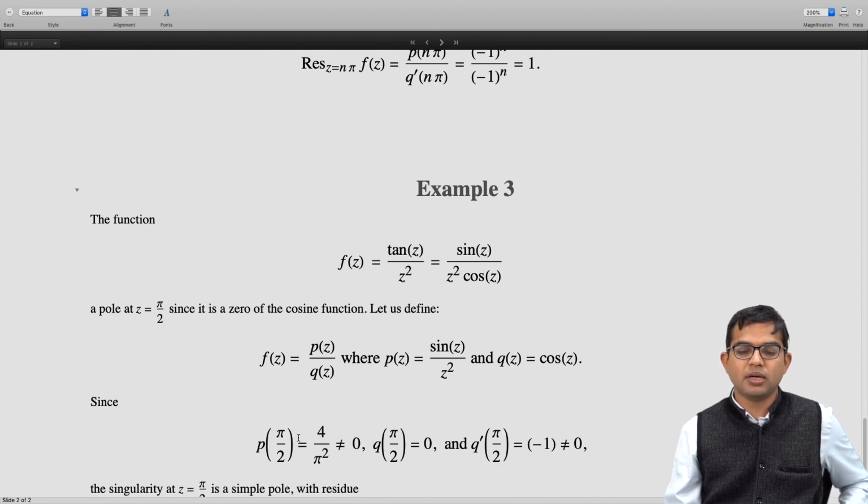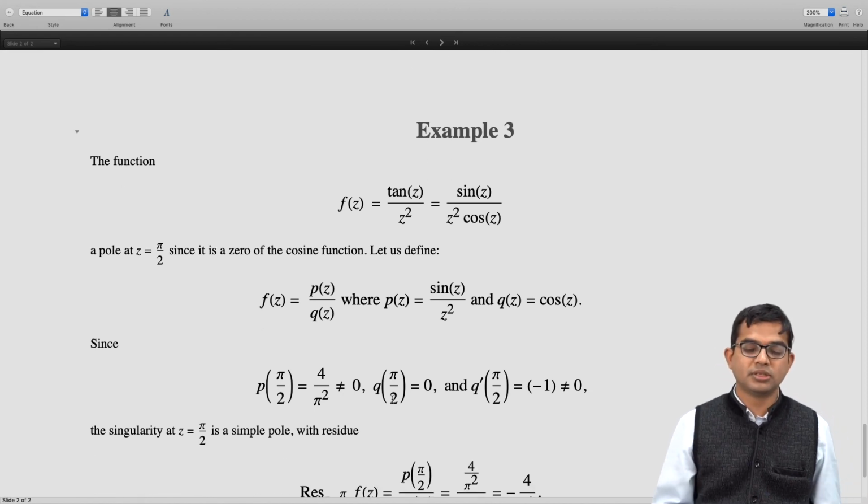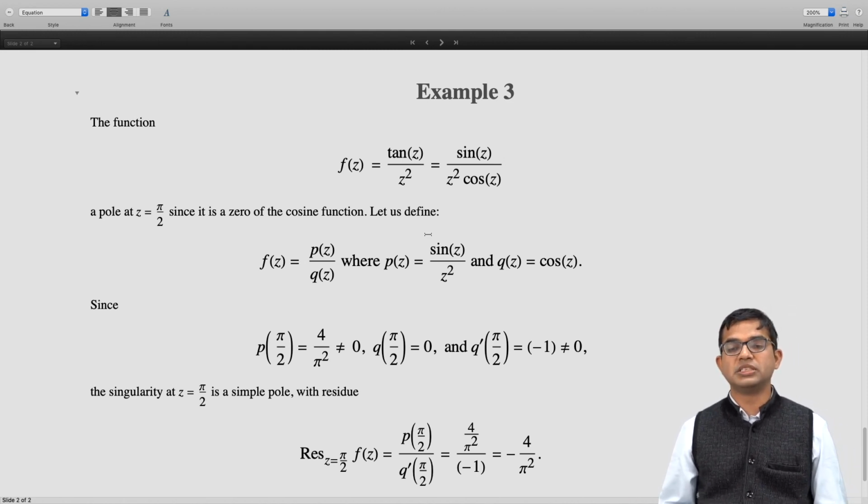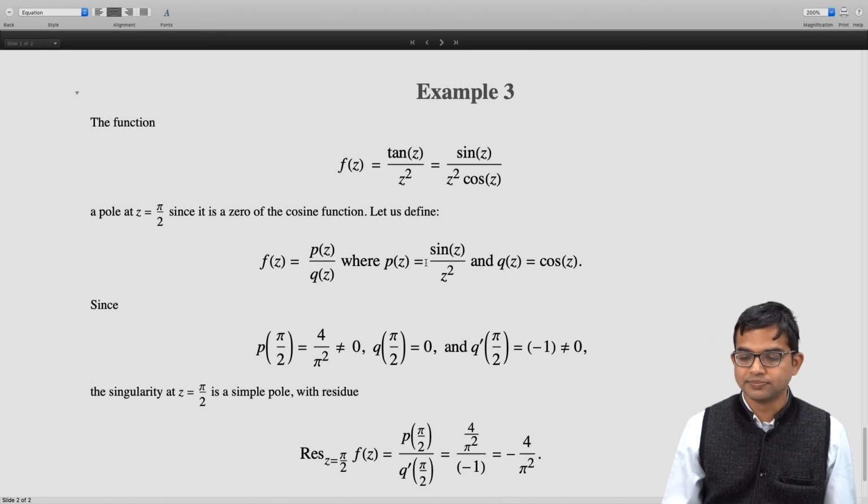Now, p of pi by 2 is simply sine of pi by 2 divided by z squared. Sine of pi by 2 is 1, z squared is pi squared by 4, so it's 4 by pi squared, which is non-zero. Q of pi by 2 is 0, q prime of pi by 2 is minus 1, right? It's minus sine of z, and at pi by 2 it is minus 1, which is non-zero. The singularity at z equal to pi by 2 is a simple pole, whose residue is given by just this result that we have written down, p of pi by 2 divided by q prime of pi by 2, which is 4 by pi squared divided by minus 1. So the answer is minus 4 by pi squared.